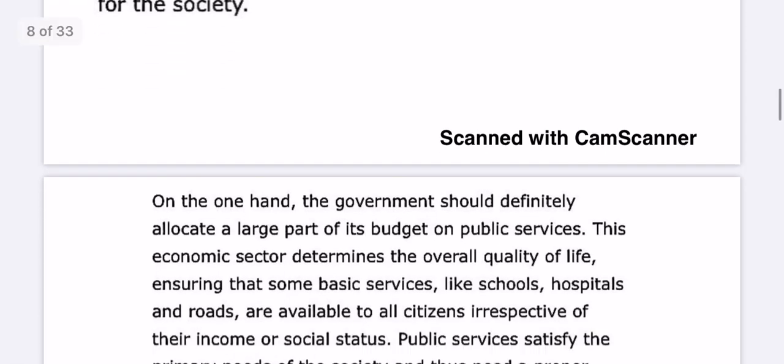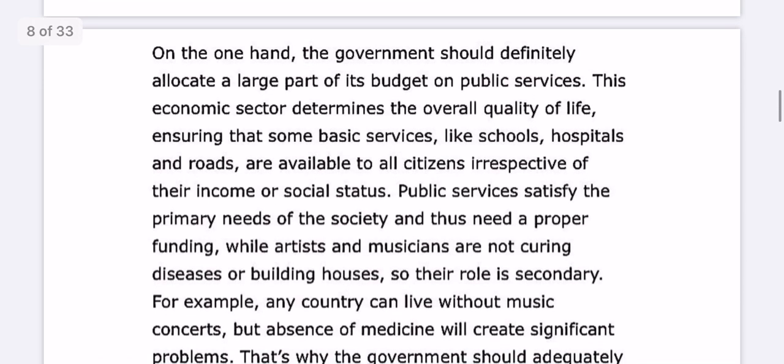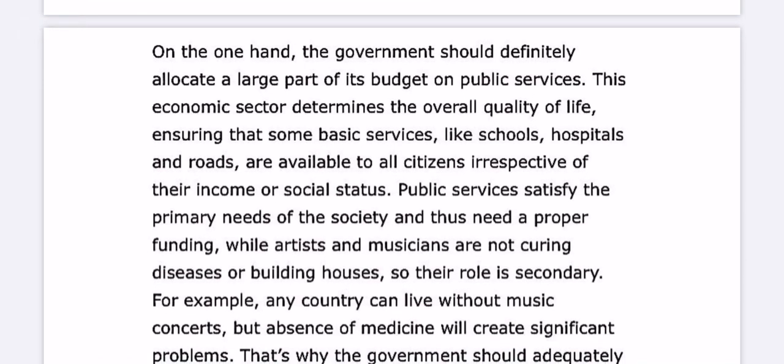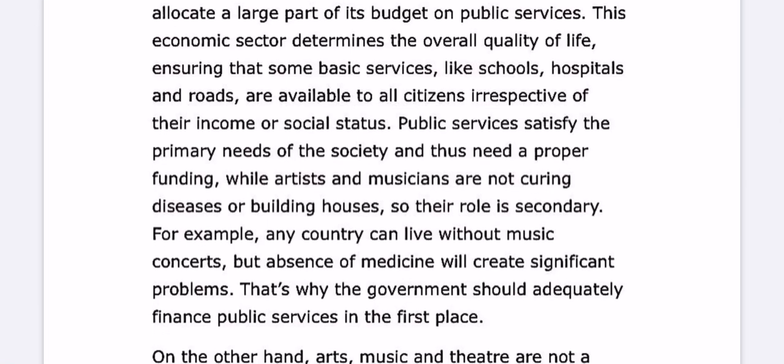That's the stance. On the one hand, that's the first body paragraph: the government should definitely allocate a large part of its budget on public services. This economic sector determines the overall quality of life, ensuring that some basic services like schools, hospitals and roads are available to all citizens irrespective of their income or social status.